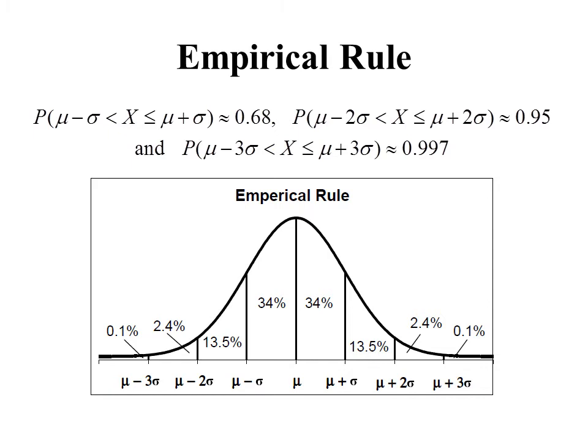In more practical terms, what this rule says is that if we have a whole bunch of observed values of x, about 68% of them will be between mu minus sigma and mu plus sigma. About 95% will be in this range, mu minus 2 sigma to mu plus 2 sigma, and virtually all of them, or about 99.7% of them, will be between mu minus 3 sigma and mu plus 3 sigma.